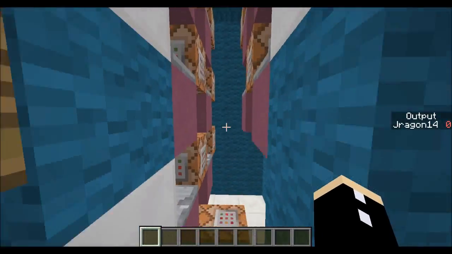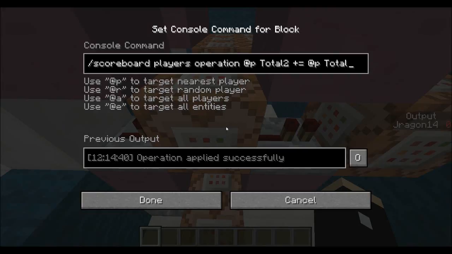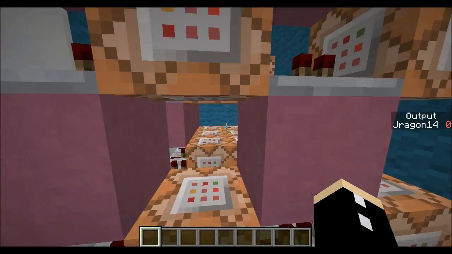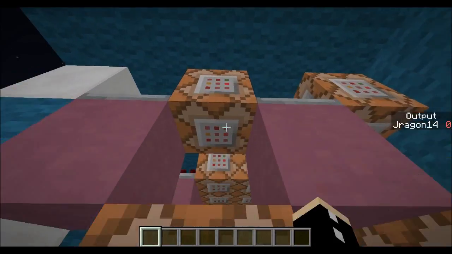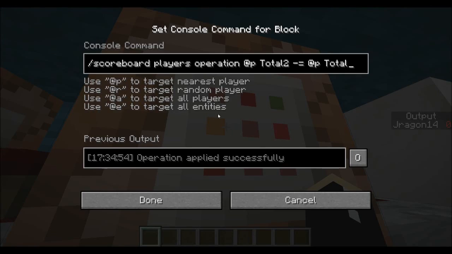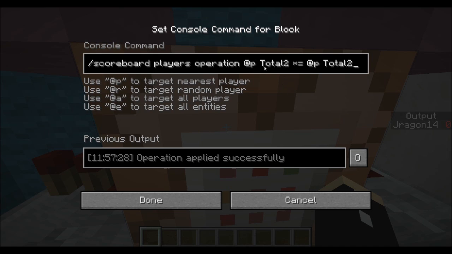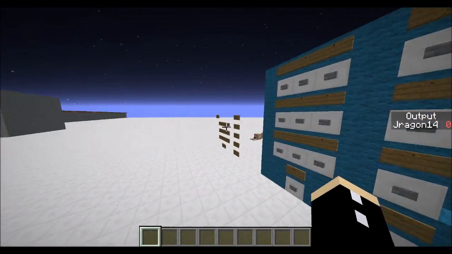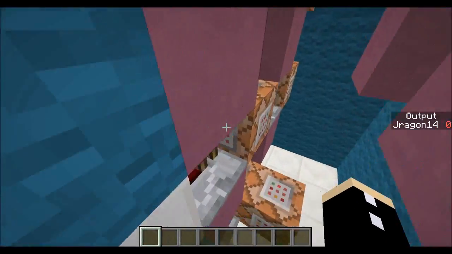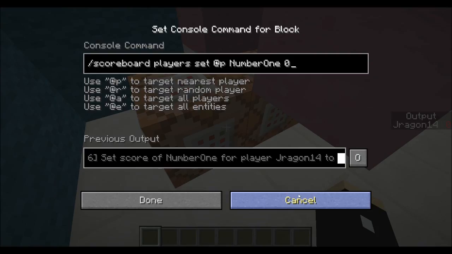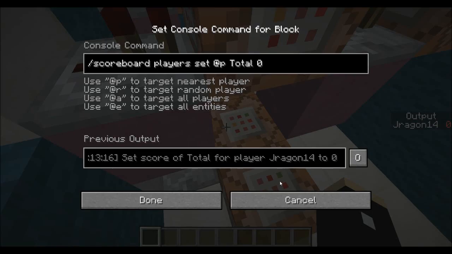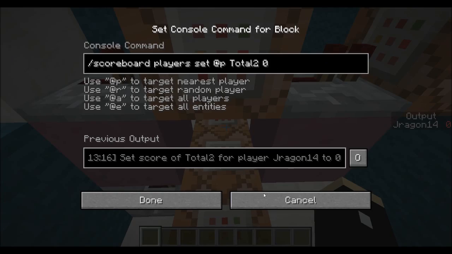Now I've used the 4 operations that are available in Minecraft, so there's plus, and then there's times, divided by, subtract of course, and to square things I'm just multiplying the total by itself. And that's pretty straightforward. And when I press the reset button, all it's doing is just resetting my number 1 score, my total score, and my total 2 score.